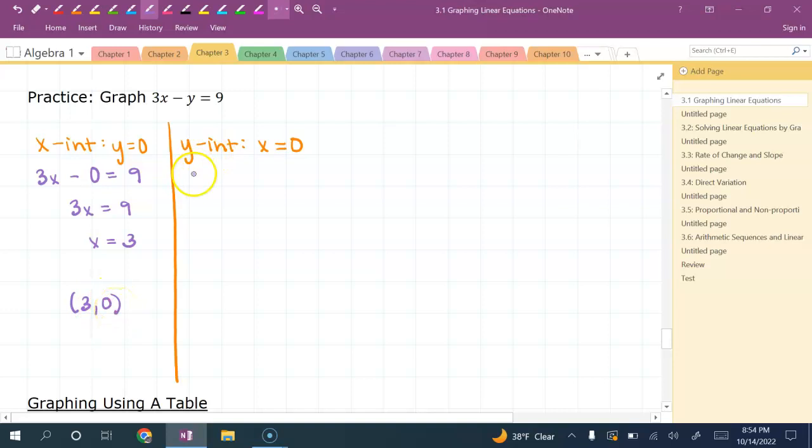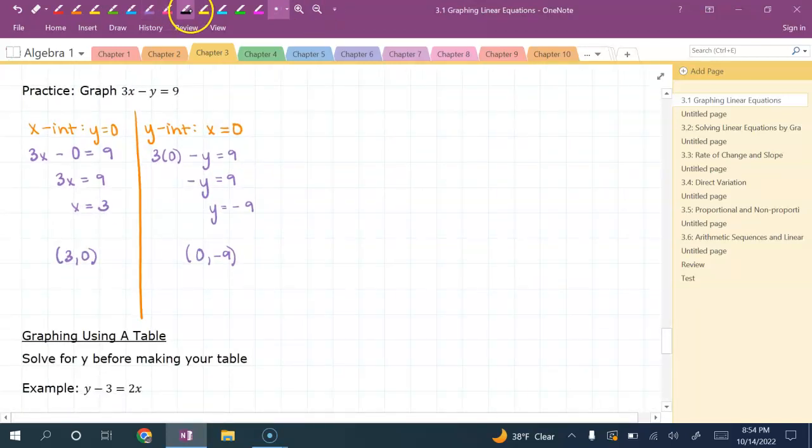For the y-intercept, you should have had 3 times 0 minus y equals 9. 3 times 0 is 0, so we should have had that minus y, or negative y equals 9. Now you do need to get rid of that negative sign, so you should have divided both sides by negative 1 to make this say y equals negative 9. And so as a coordinate, that would be 0, negative 9. Then you should have graphed this one as well.